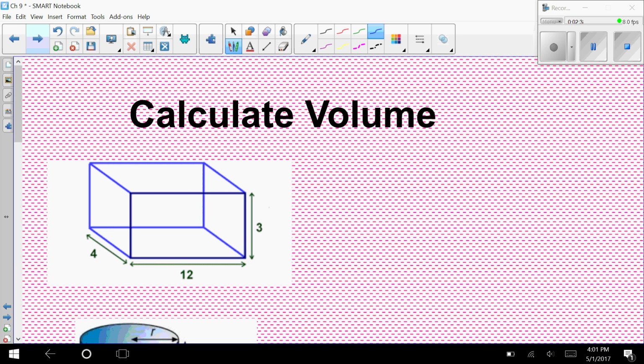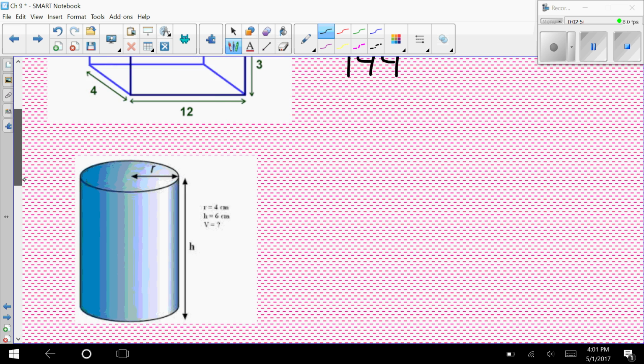You'll also have to calculate lots of volumes. So for this first one, we have a rectangular prism. To do the volume for that, we can just multiply length times width times height, or area of the base times the height, which gives me 144. It doesn't have labels, so I can't label my answer.